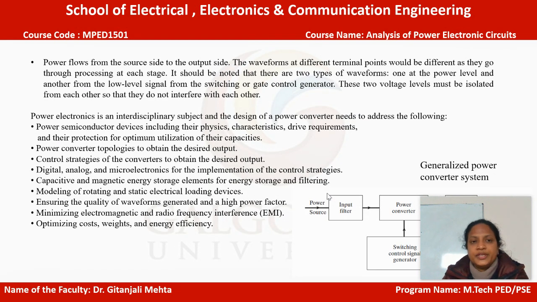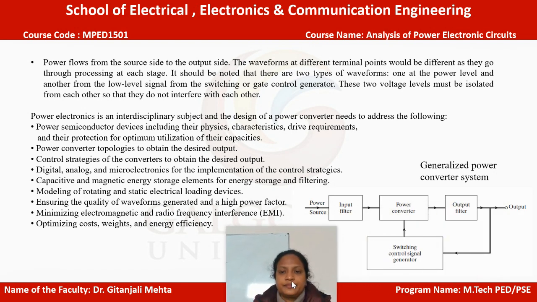So power flows from the input side to the output side. The waveforms at different terminal points would be different as they go through processing at each stage. It should be noted that there are two types of waveforms, one at the power level and another from the low level signal from the switching or gate control generator. These two voltage levels must be isolated from each other so that they do not interfere with each other.